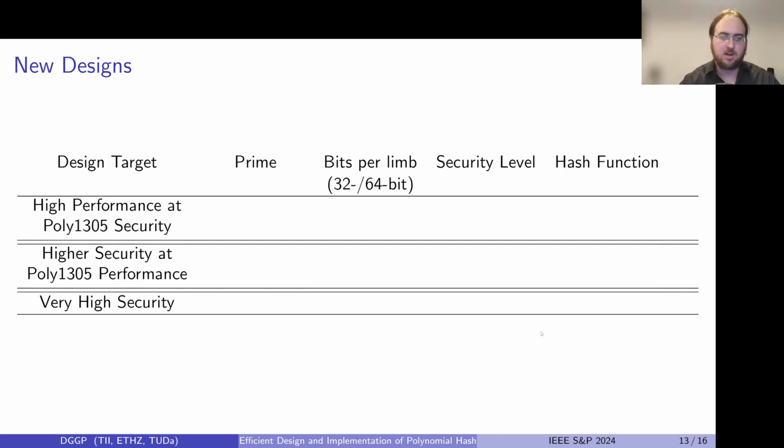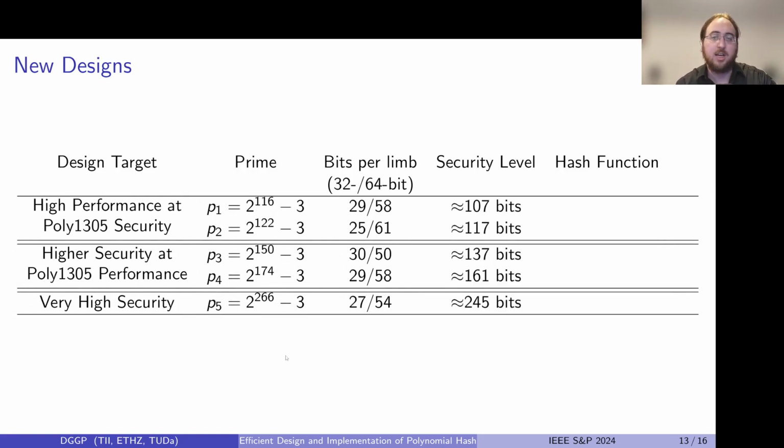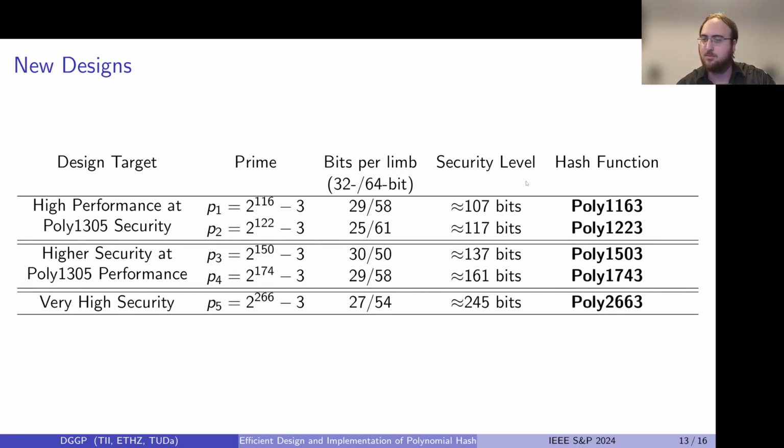Okay, so for our targets, if we want to design a hash function, the first thing we need to fix is a prime field. So do we have suitable primes? Yes, we do have several suitable primes in this range. And choosing these primes, we can actually fill up our limbs quite nicely. And for each of our categories, we are able to hit our security target. In the first one, we are slightly above Poly1305 security level, whereas in the higher security at Poly1305 performance, we are between 30 to 50 bits higher than Poly1305, whereas in the very high security scenario, we are more than double the security level of Poly1305. So this leaves us with these 5 hash functions: Poly1163, 1223, 1503, 1743, and 2663.